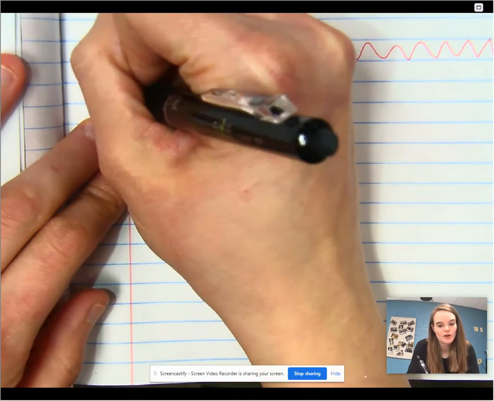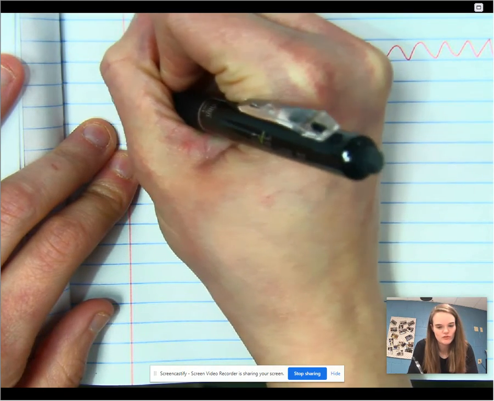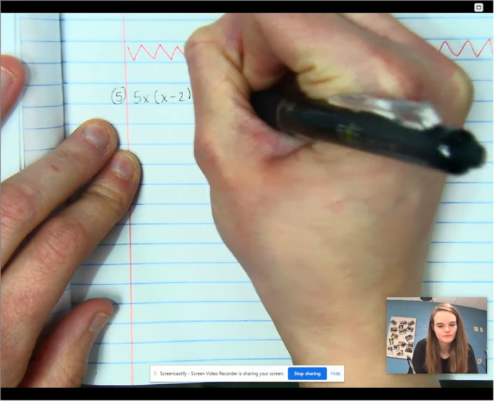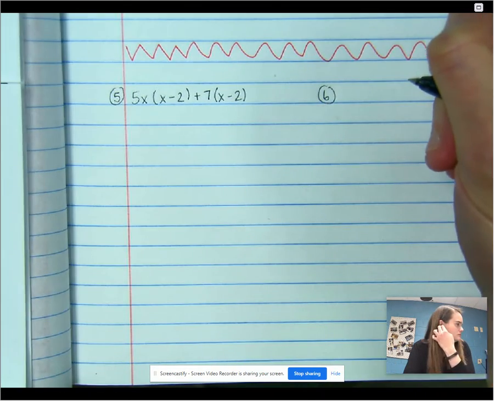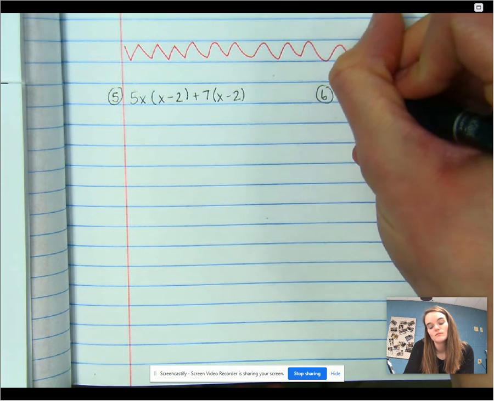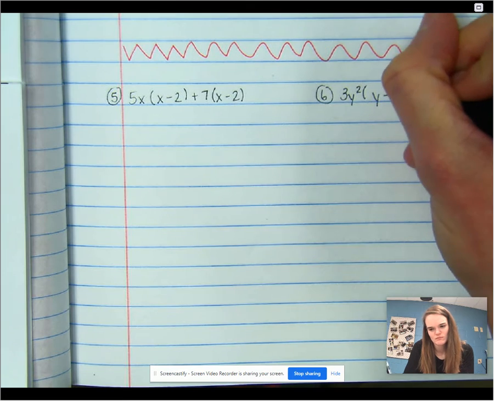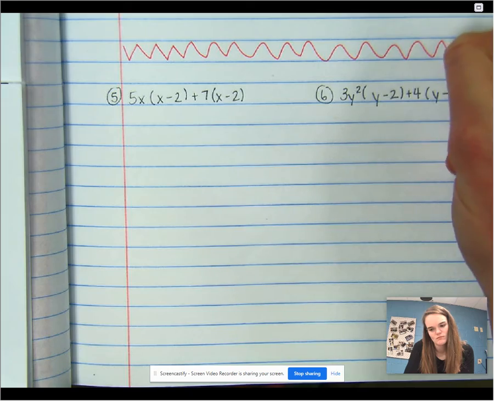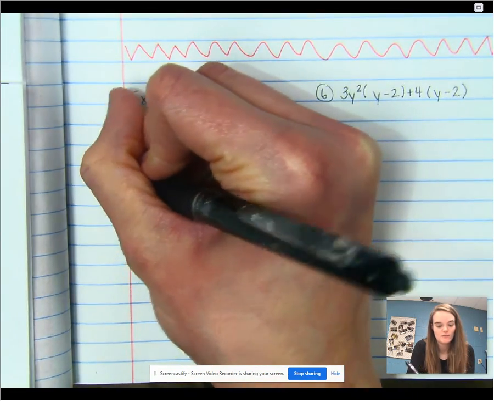Number 5, we're going to go back and practice some from the first way, which was where we just pretty much wrote them down. That one wasn't too bad. 5 and 6. And then 7 and 8.